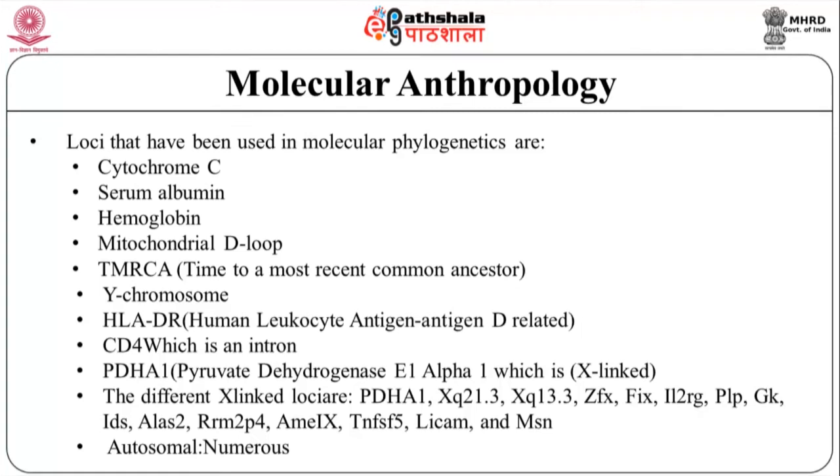Loci that have been used in molecular phylogenetics are cytochrome C, serum albumin, hemoglobin, mitochondrial D loop, TMRCA, which is time to a most recent common ancestor, Y chromosome, HLA-DR, human leukocyte antigen D-related, CD4, which is an intron, pyruvate dehydrogenase E1 alpha 1, which is X-linked, and the different X-linked loci are PDHA1, XQ21.3, XQ13.3, ZFX, FIX, IL2RG, PGK, IDS, etc.